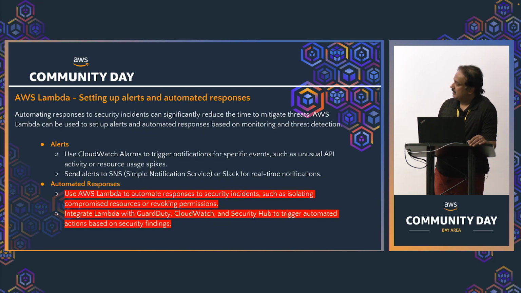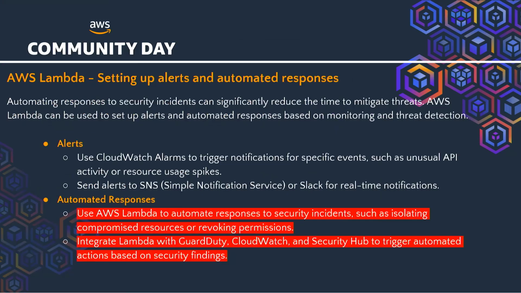Again, AWS Lambda, you can set up alerts and automated responses. So when something unusual, like an unusual API call or activity, happens, you can set up Lambda to take automated action, integrated with GuardDuty, CloudWatch, and Security Hub to trigger action based on security findings. So we feed everything into Security Hub, and then Lambda can take automated action based on security findings.